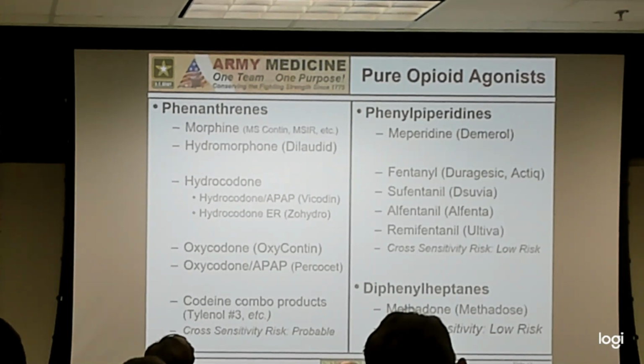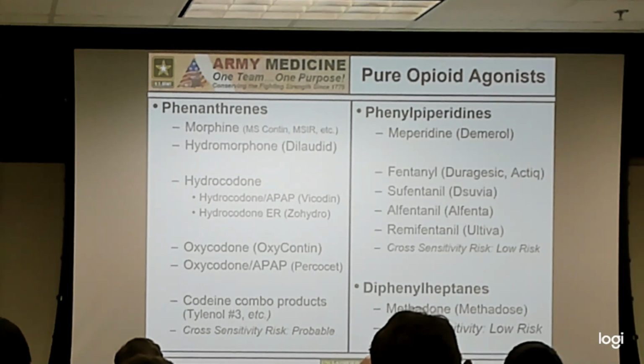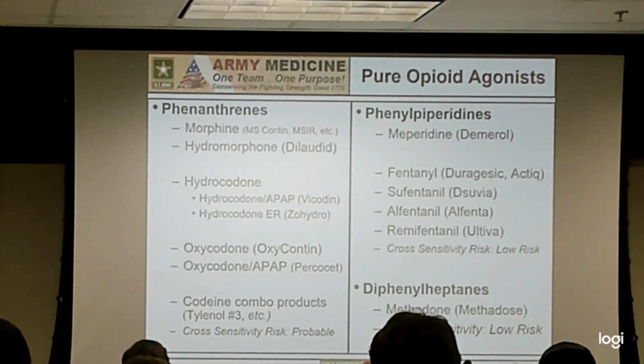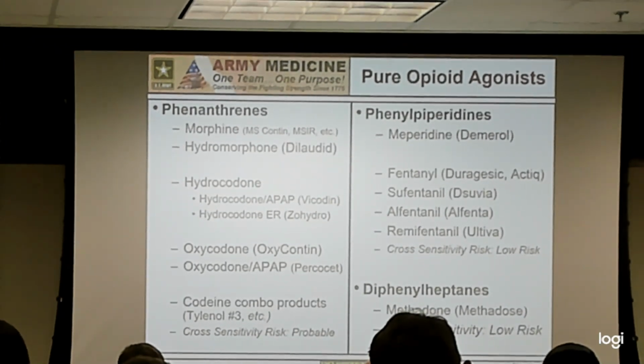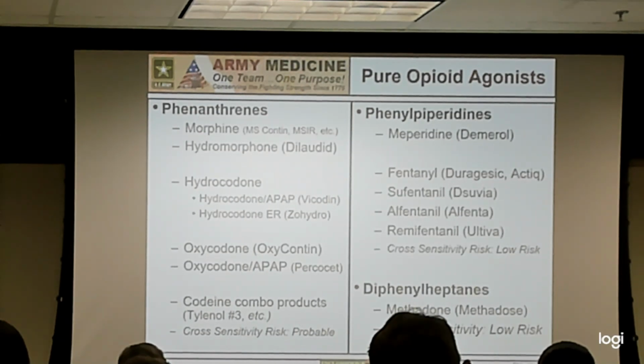So your phenanthrenes, those are your medications that you have listed there. We use morphine quite a bit, and then also your hydrocodone and codeine. And understanding that if you have somebody who has some type of allergy to it, whether it is a true allergy or a pseudo-allergy, there is a probability that they can have cross-reactivity to it. So what you would do in that situation is switch them to a different class instead of switching them to another medication within the same class.